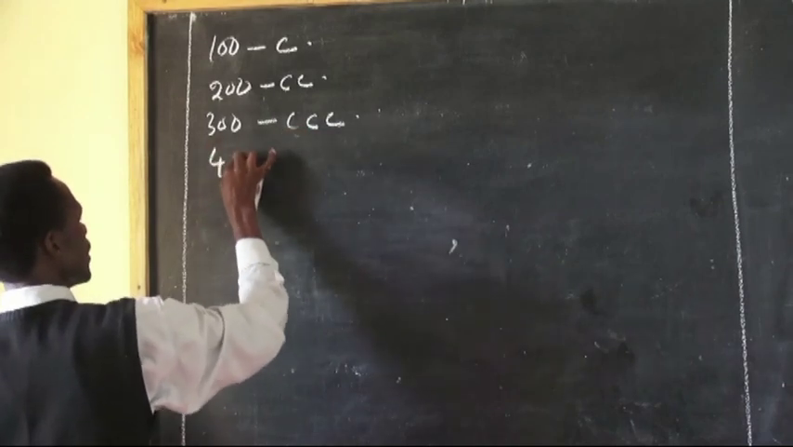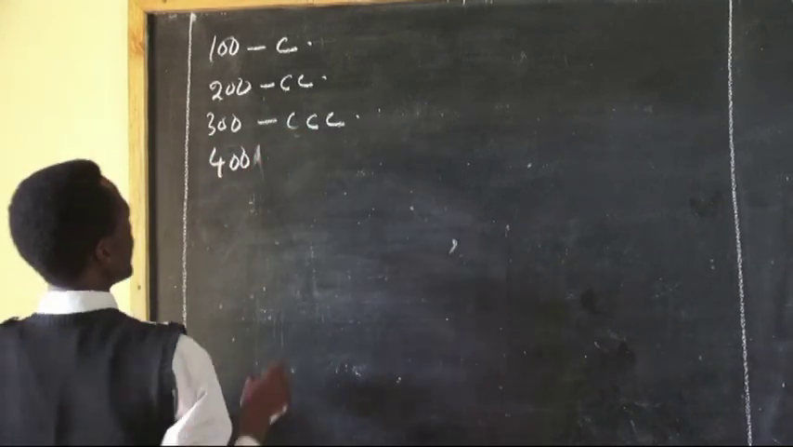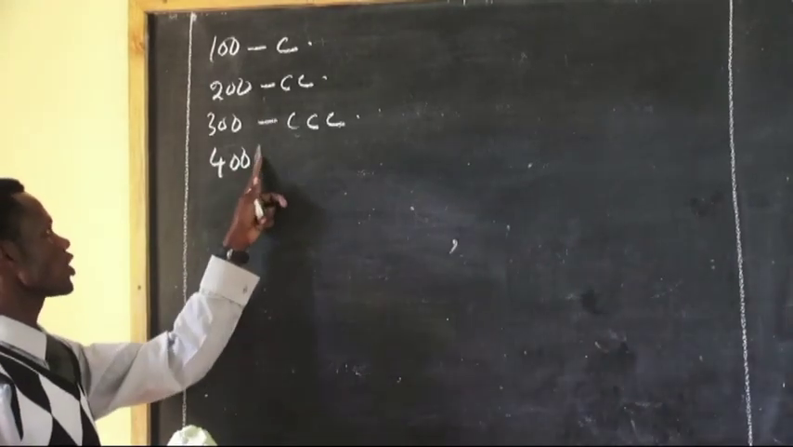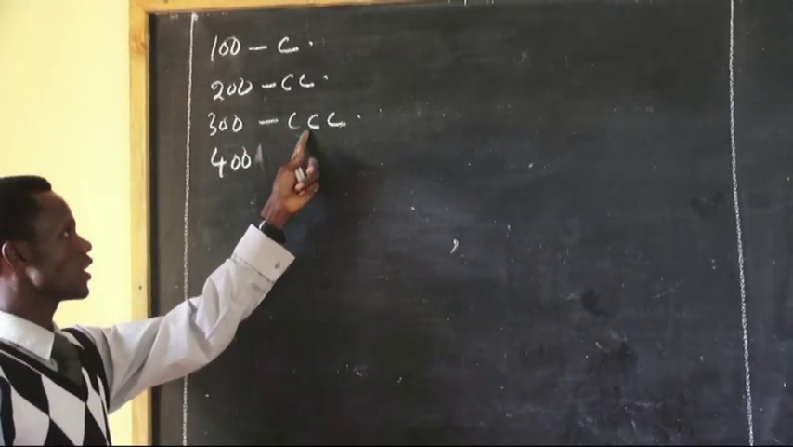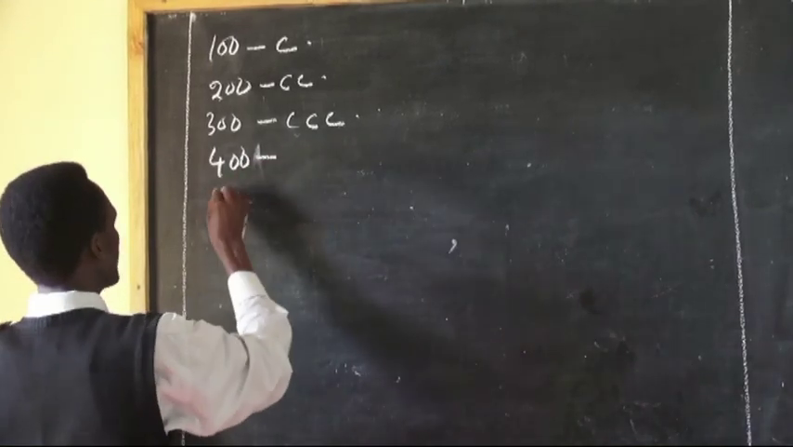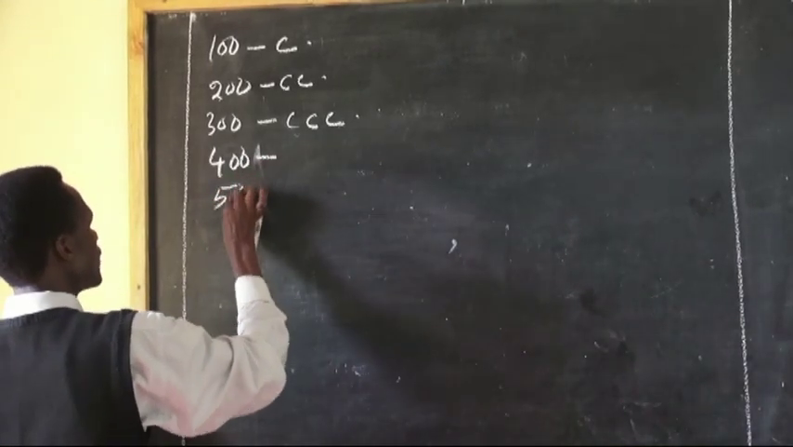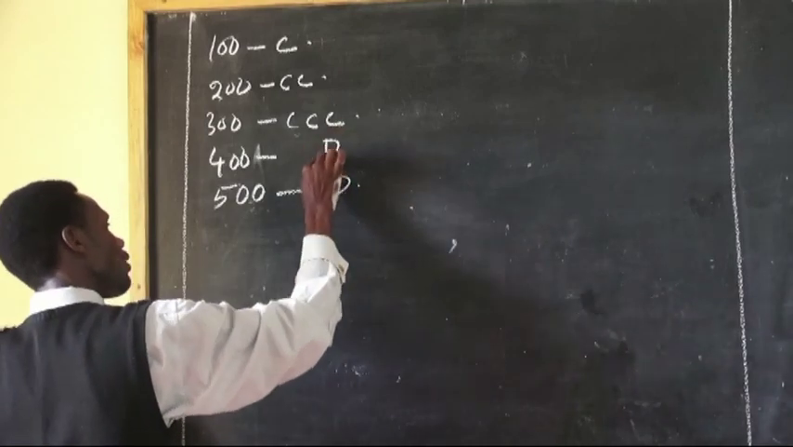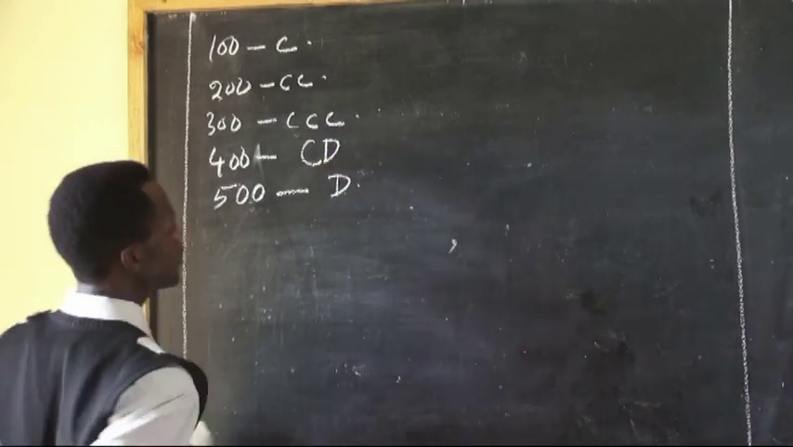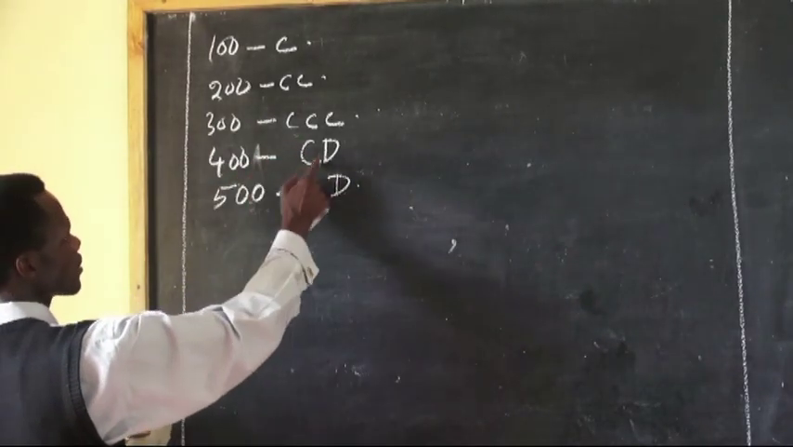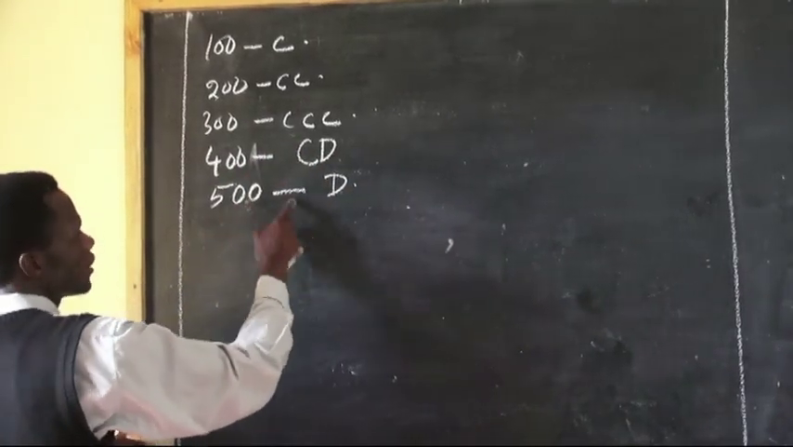Now 400. According to the principle, we are not allowed to make a repetition of the letters more than 3 times. Now it is not allowed to write four C's here. Now 500 is written as D. Now you take 500 minus 100, which is equal to 400. So 400 is CD, and 500 is D.